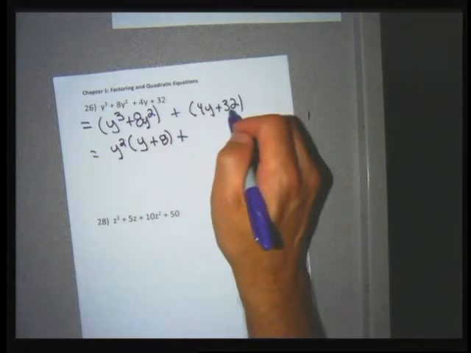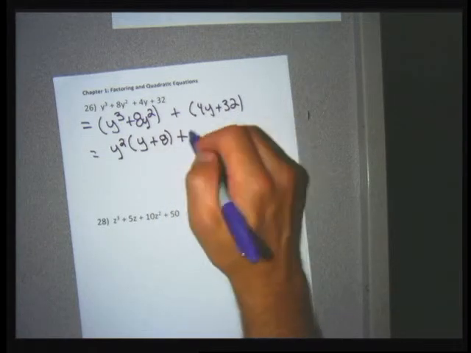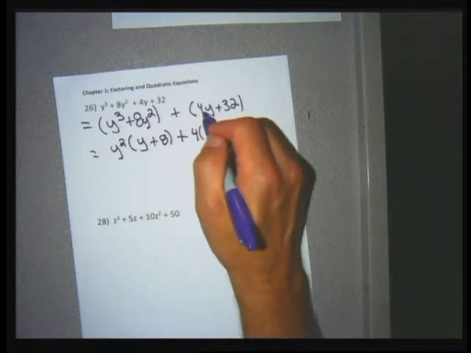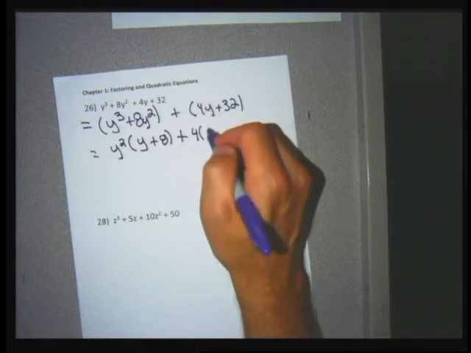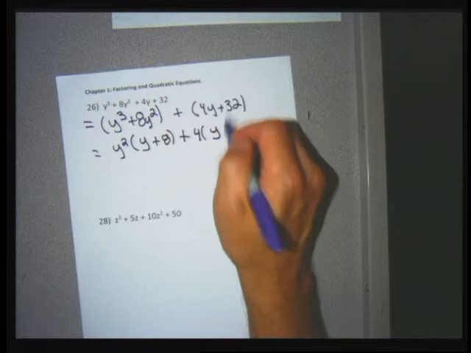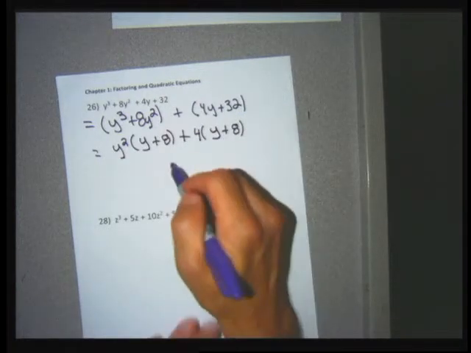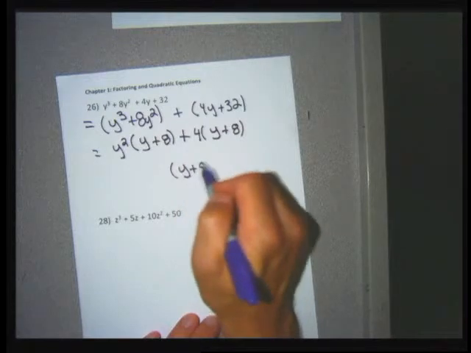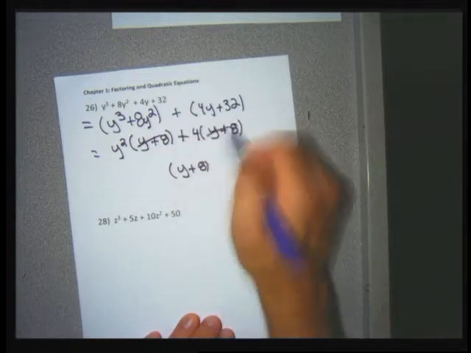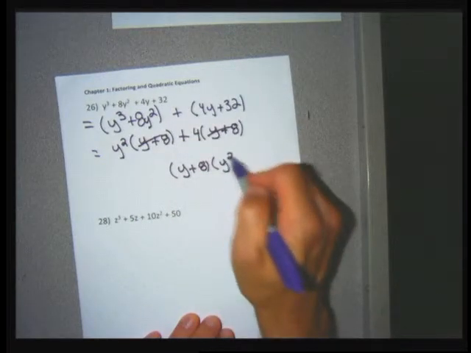In the second parentheses, the biggest number I can factor out is a 4. When I divide the 4 by 4, it cancels, but I'm left with a y. When I divide the 32 by 4, I'm left with an 8. So now they have y plus 8 in common. And I'm left with y squared plus 4.